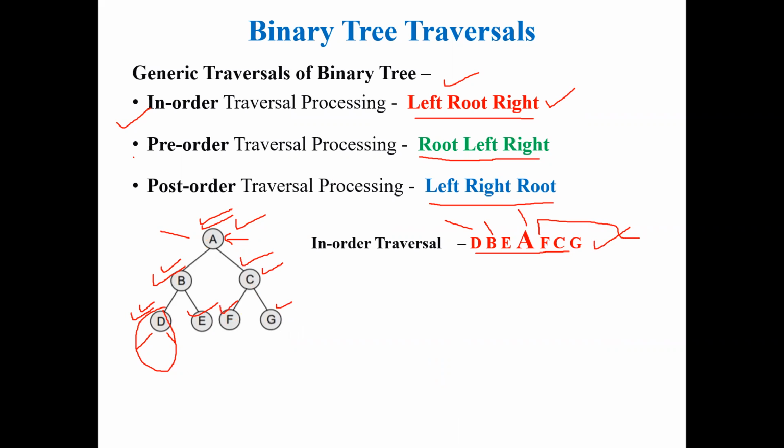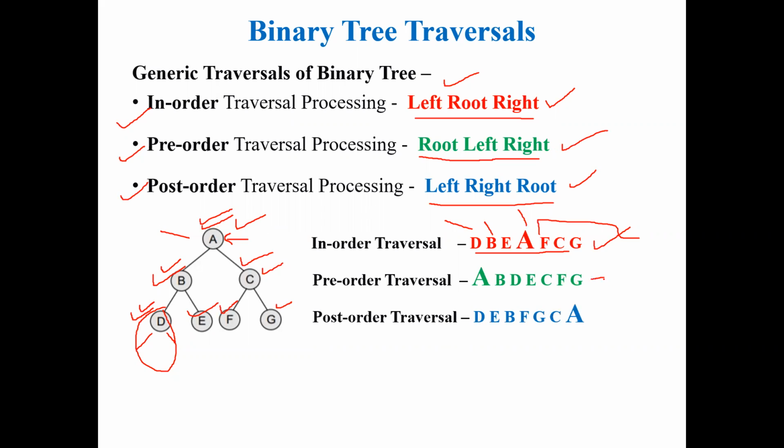Similarly, on these lines, we can retrieve the pre-order and the post-order traversal for this given tree, as per the specific rules given for these traversals. So pre-order will be like this, and post-order will be like this. These two traversals are calculated based on the given rules, which are root left right and left right root.